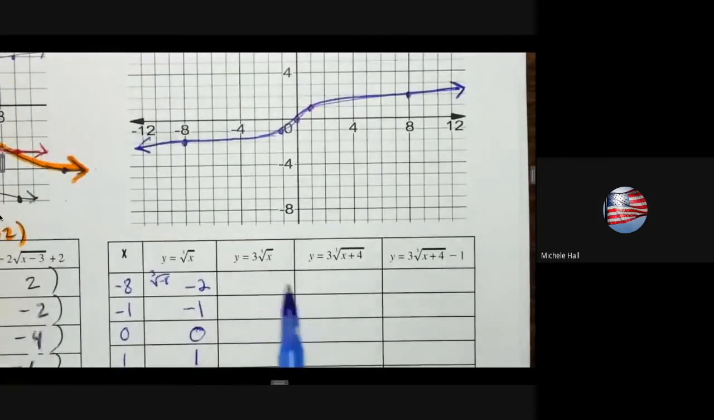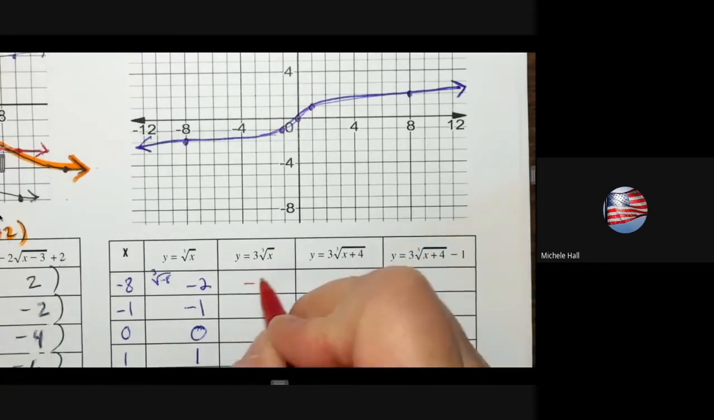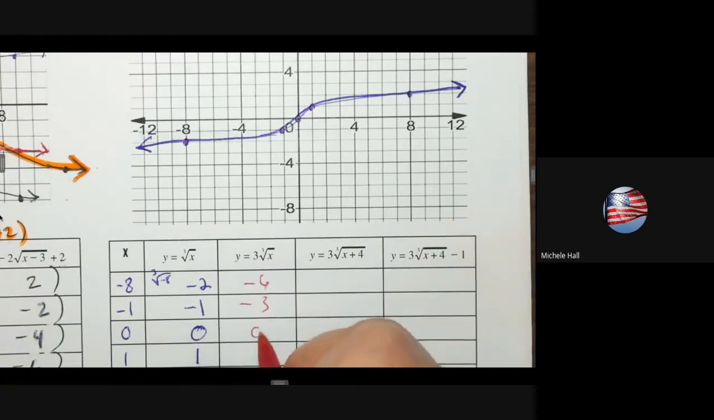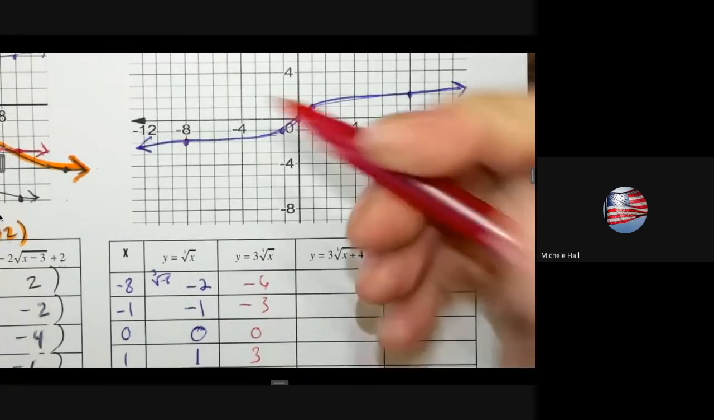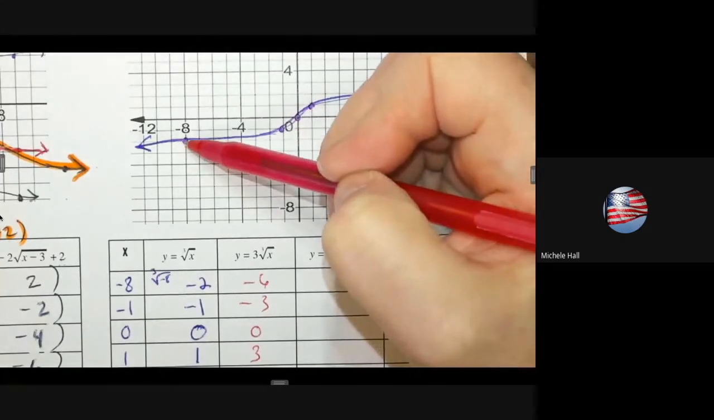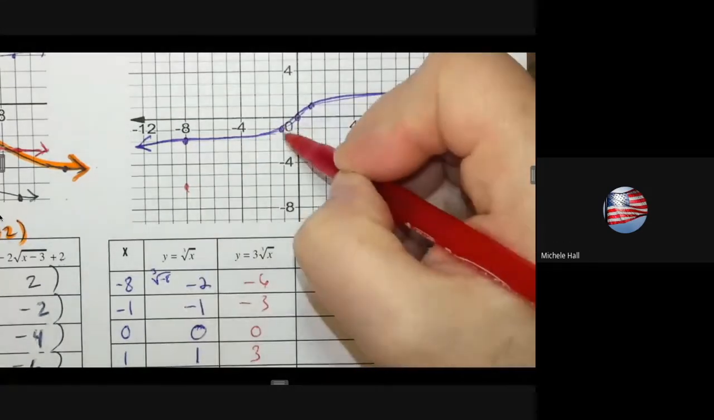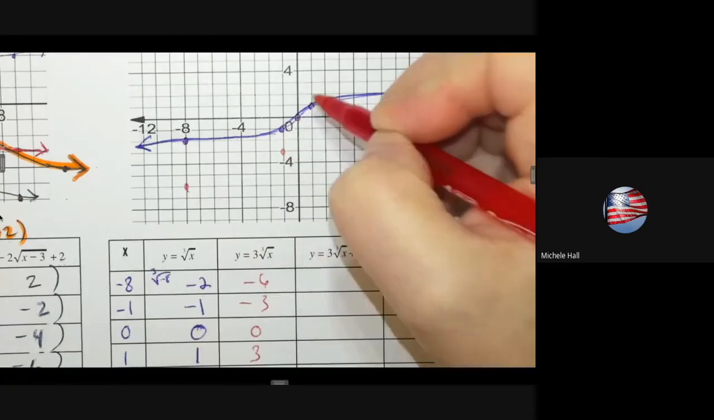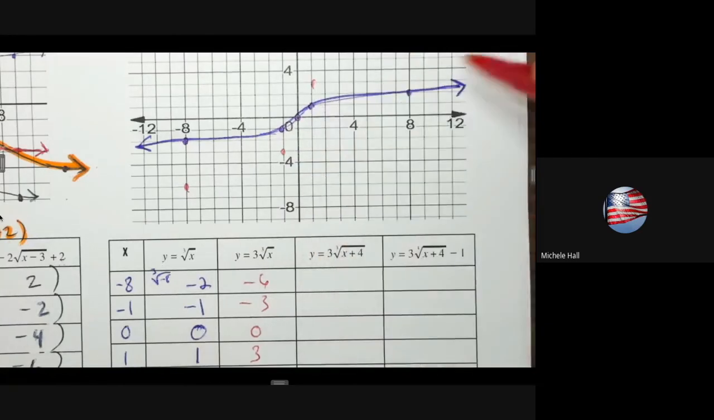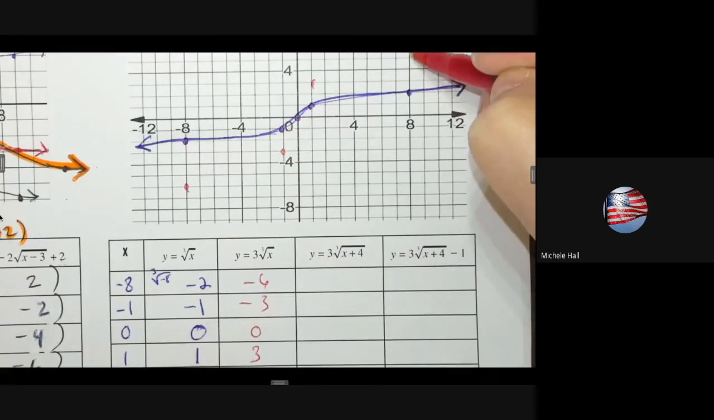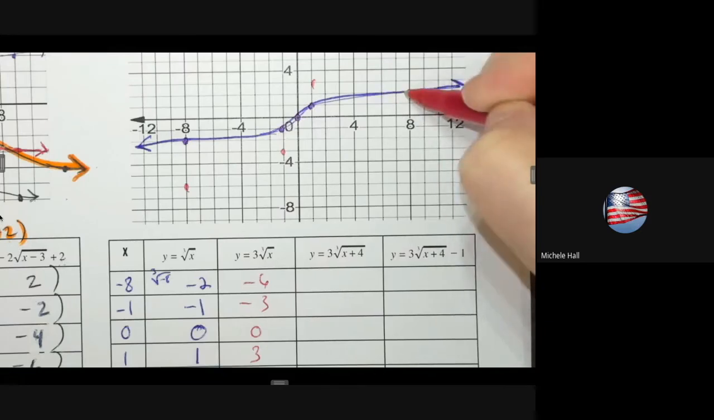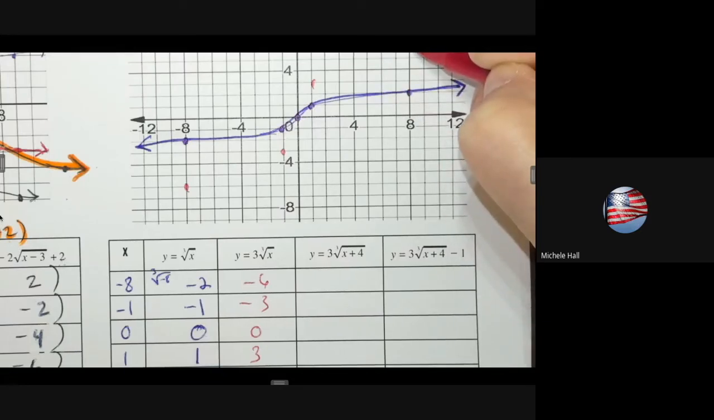All right, multiplying our y values by 3. And so negative 2 becomes negative 6. Negative 1 becomes negative 3. 0 stays the same. 1, 3. And 2 times 3 is 6.